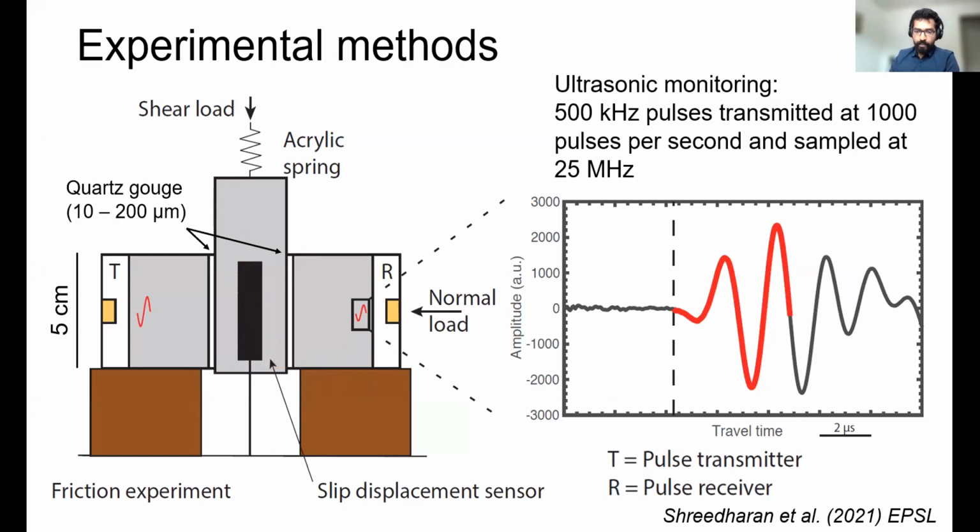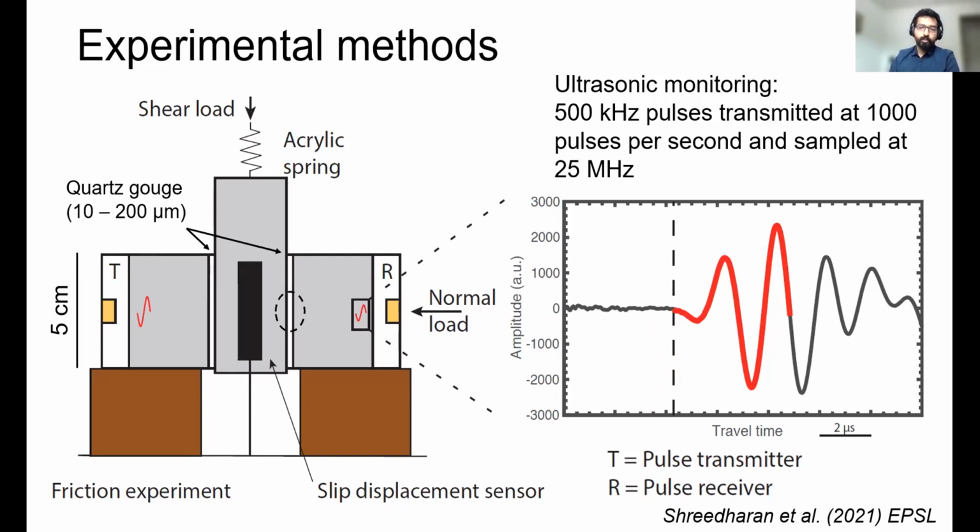Finally, as we shear the fault, we're also continuously shooting and receiving ultrasonic pulses through the faults, transmitting and receiving through the fault at really high frequency. For these experiments that I'm showing you, we sent and received 1,000 high frequency pulses every second, and each pulse is sampled at 25 megahertz so that we can resolve the P wave amplitude and velocity properly.